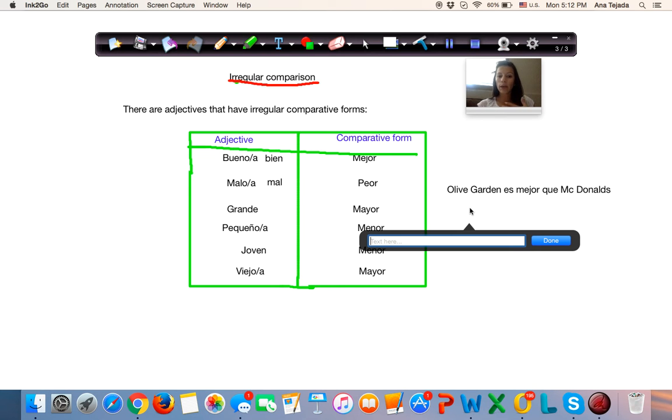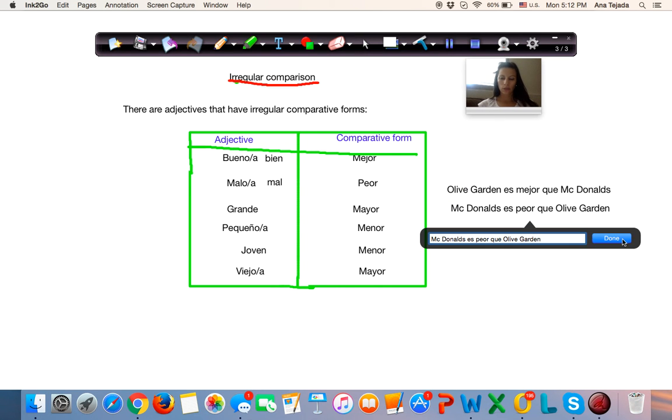In the case of malo, mala, or mal, we're going to use, let's write this the other way. McDonald's es peor que Olive Garden. Okay? As you can tell here, it's just the same. Since we're comparing, we're going to use the es. We have peor, because again, it's incorrect to say es más malo or menos malo. We use peor. Why? Because it's irregular.